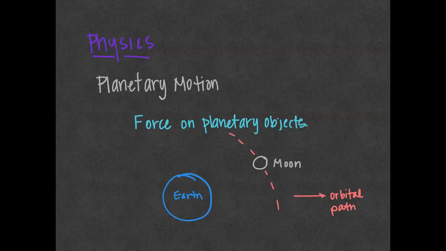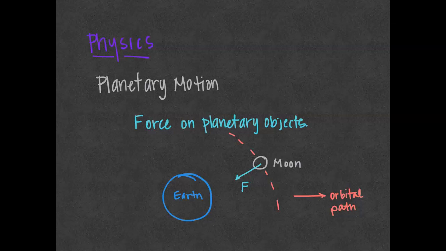We know the Moon orbits the Earth. The orbital path is nearly circular. So why does the Moon stay near the Earth? Well, the Earth pulls on the Moon, just like it pulls on me and you. And there's a gravitational force on the Moon.